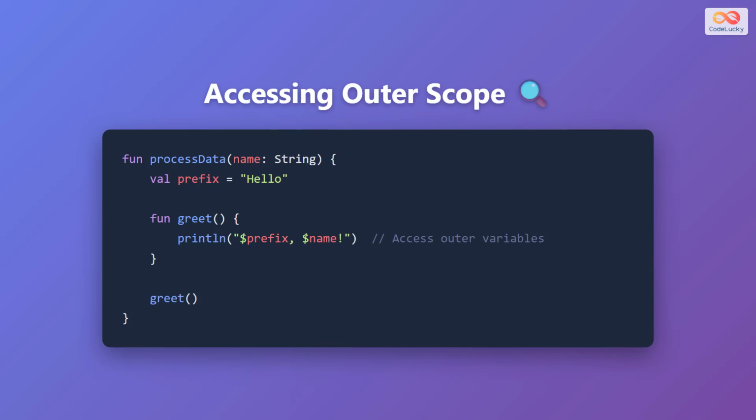One of the most powerful features of local functions is their ability to access the outer scope. Local functions can directly read and use parameters and variables from their parent function. In this example, the processData function takes two parameters, name and prefix. Inside it, we define a local function called greet. Notice that greet can access both the prefix variable and the name parameter from the outer function without needing them to be passed as arguments. This is called closure, and it makes local functions extremely convenient for reducing repetitive code.